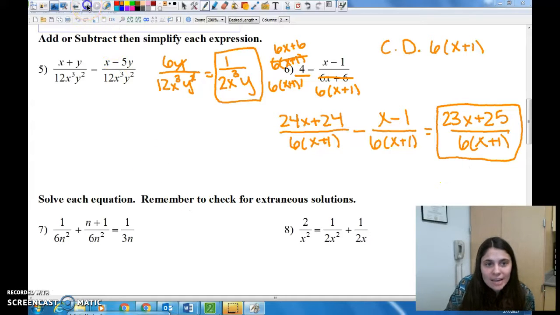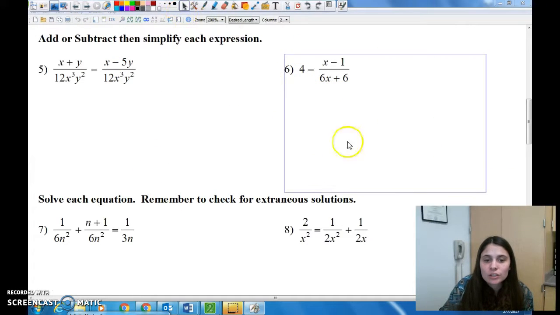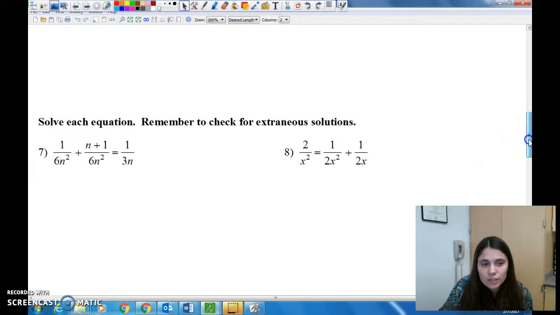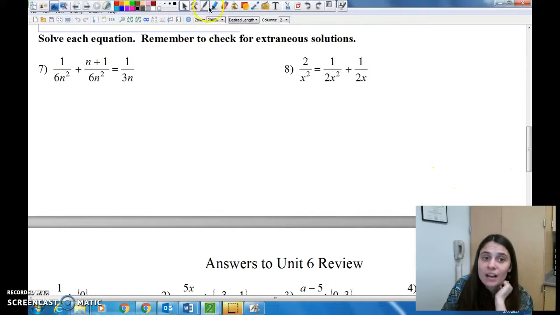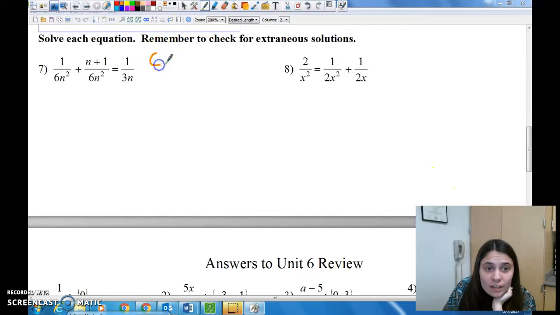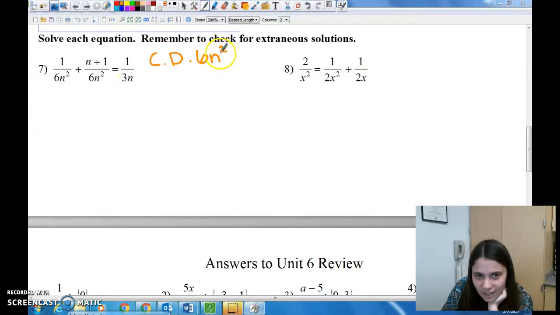Numbers 7 and 8 are where we finally get to actually solve the rational equation. So in order to do that, just like when we're adding and subtracting above, I have to have a common denominator. So if I look here, I know my common denominator has to have a 6n squared, and then it has to have a 3, but 3 goes into 6, and it has to have an n, but it already has an n. So this is my common denominator.